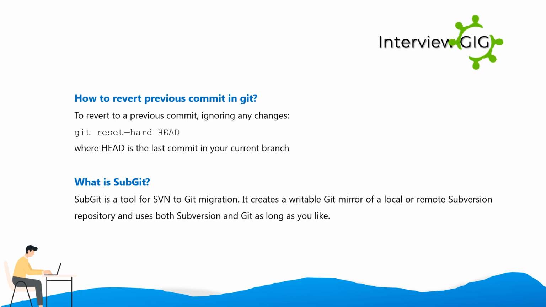How to revert a previous commit in Git? To revert to a previous commit, ignoring any changes: git reset --hard HEAD, where HEAD is the last commit in your current branch.